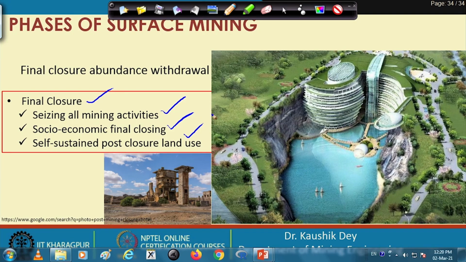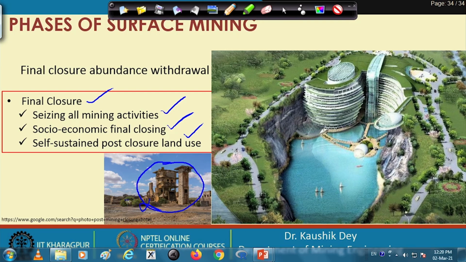So, this part that we are discussing is very important, that final closing means we are withdrawing everything related to mining operations. We cannot leave a structure like this. This is probably a plant structure, but we cannot leave a structure like this. So, we have to demolish this structure because it will pose a danger. In the final closing, we have to demolish this structure.